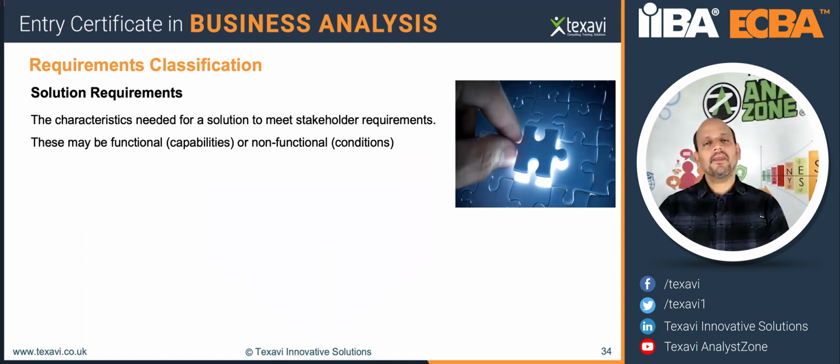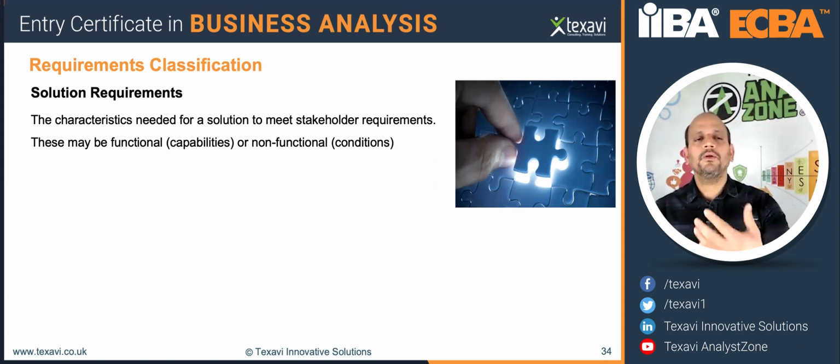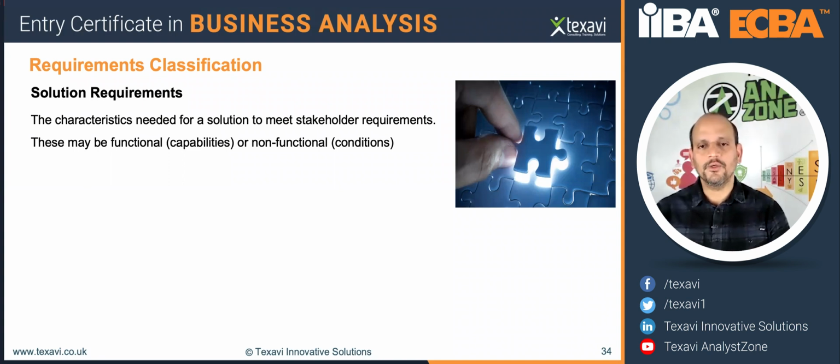And then we also have another category called solution requirement, which means that here we are not talking about the business or the technology or the stakeholders, but we're talking about the critical characteristics of a solution that are required for us to meet the stakeholder requirements. So for example, when we talk about a solution, it could be a product, a CRM product, for example.